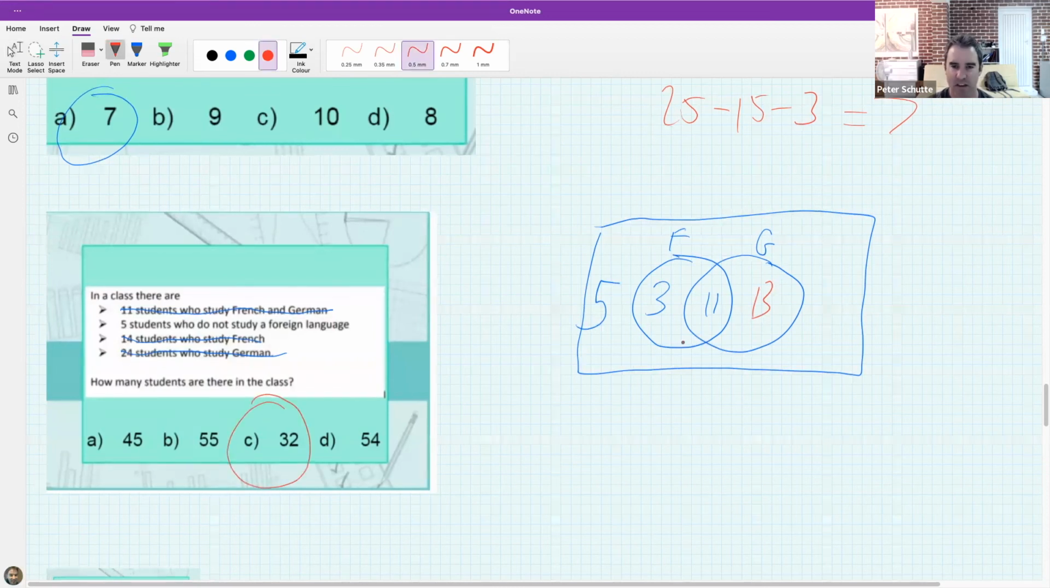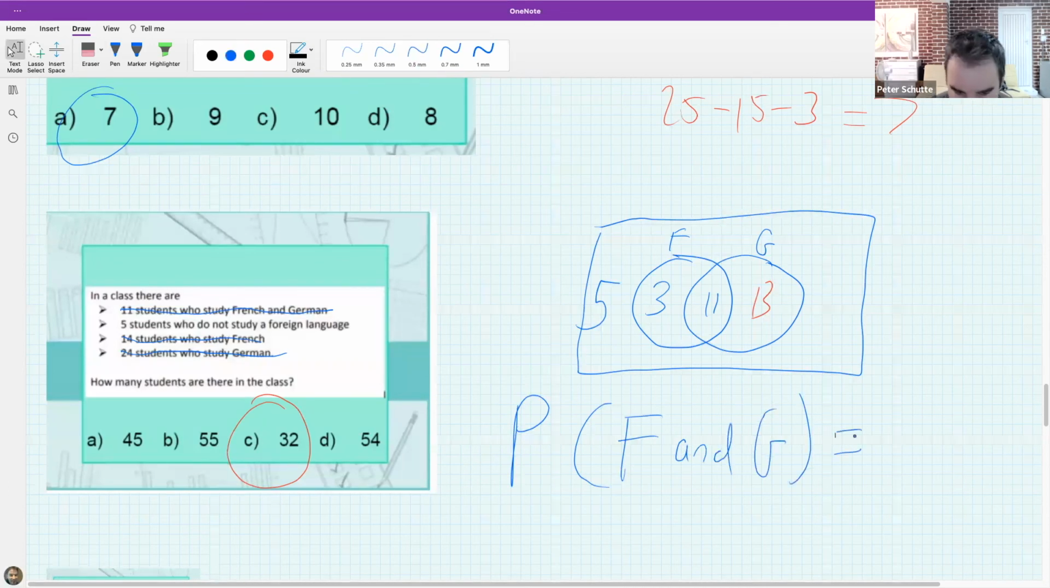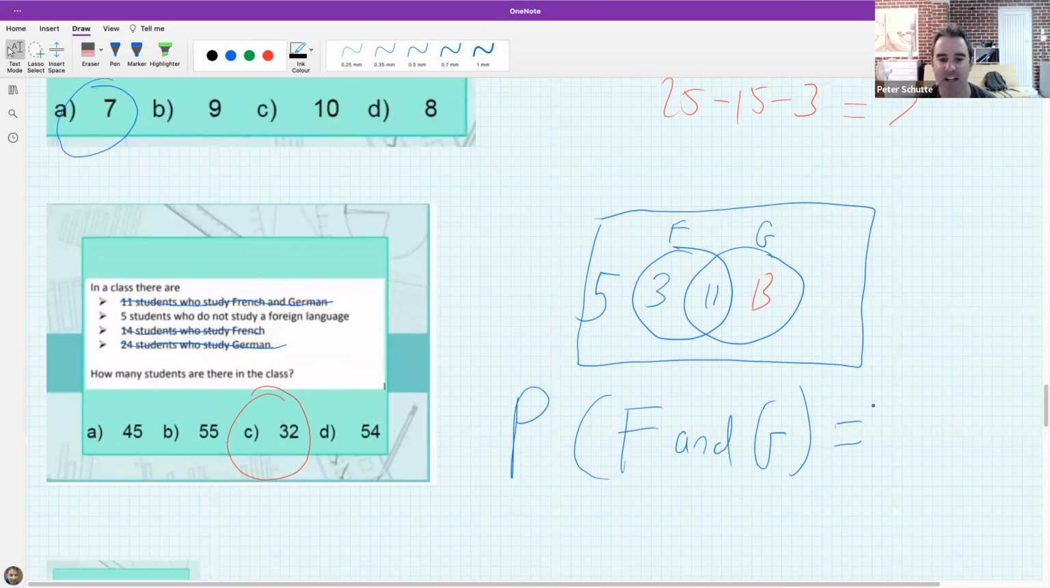Aha, that is looking good. Guys, I lied to you. I want to ask you one more question. I can't resist. I have to have this question. What is the probability of someone studying French and German? That is the final question. What is the probability of someone studying French and German from this particular class?